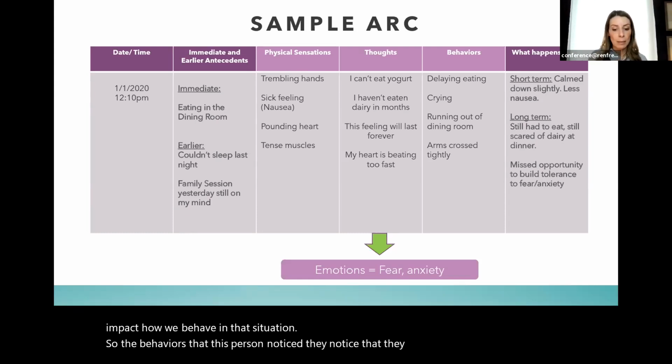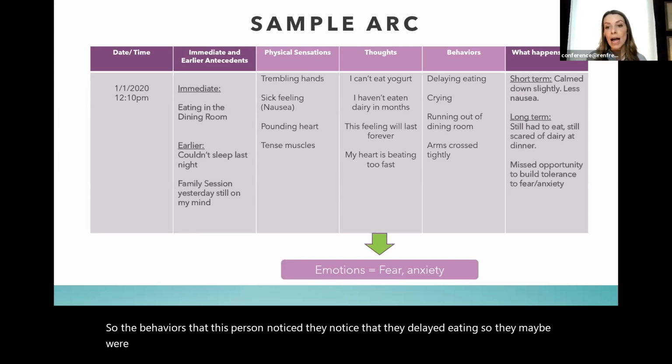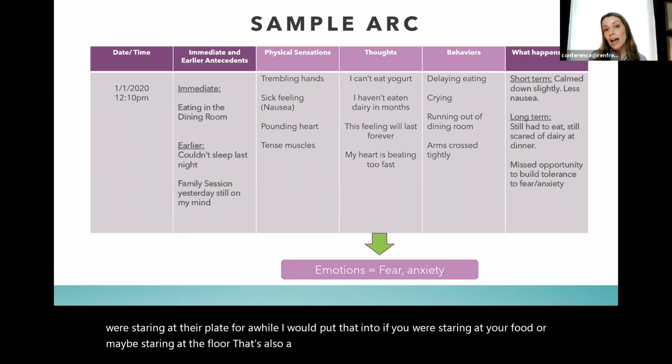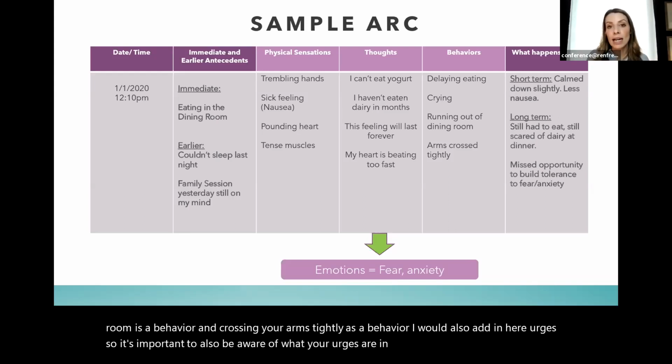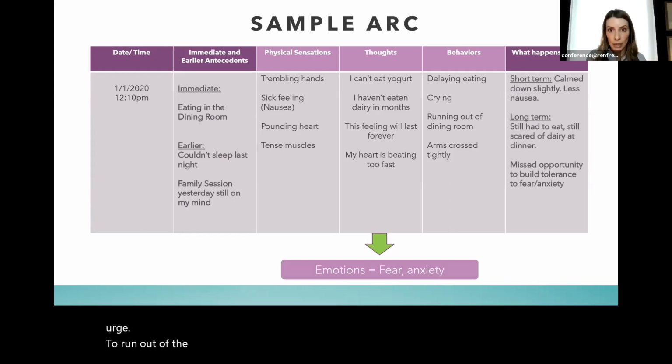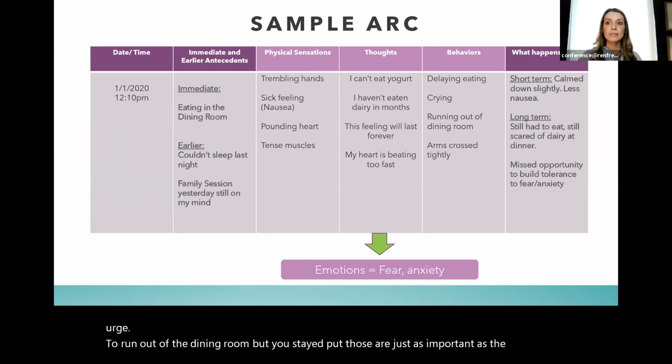So they maybe were staring at their plate for a while. I would put that into, if you were staring at your food or maybe staring at the floor, that's also a behavior. Crying is a behavior. Running out of the dining room is a behavior. And crossing your arms tightly is a behavior. I would also add in here urges. So it's important to also be aware of what your urges are in this moment. Maybe you had the urge to run out of the dining room, but you actually stayed put. Those are just as important as the behaviors that you write down.